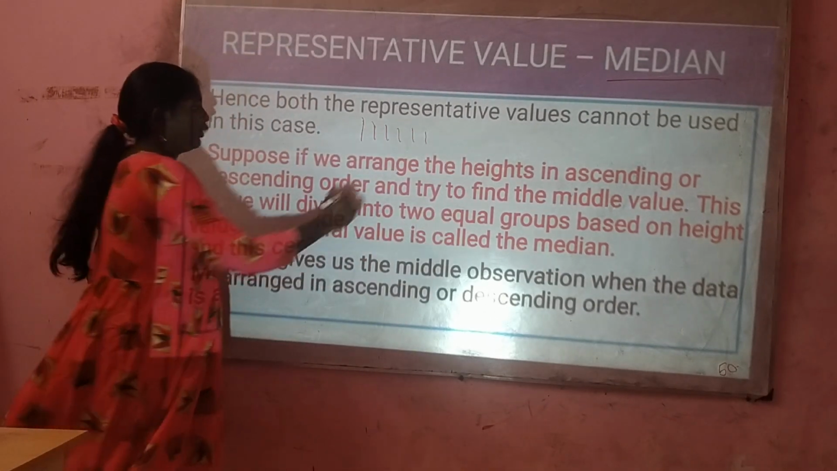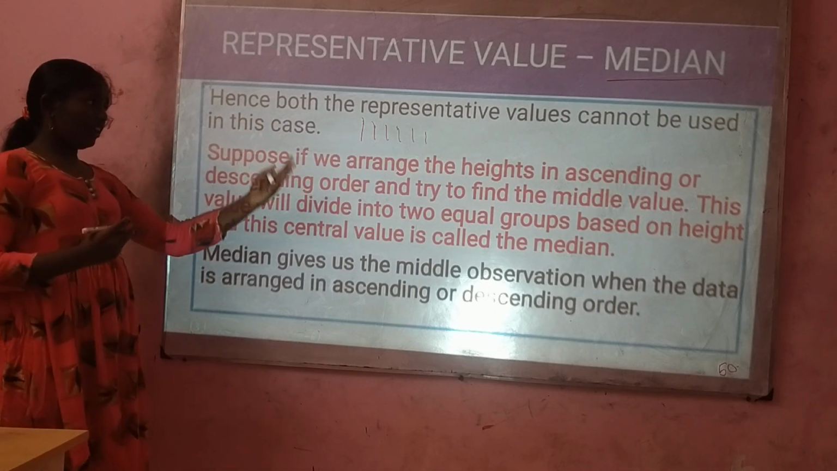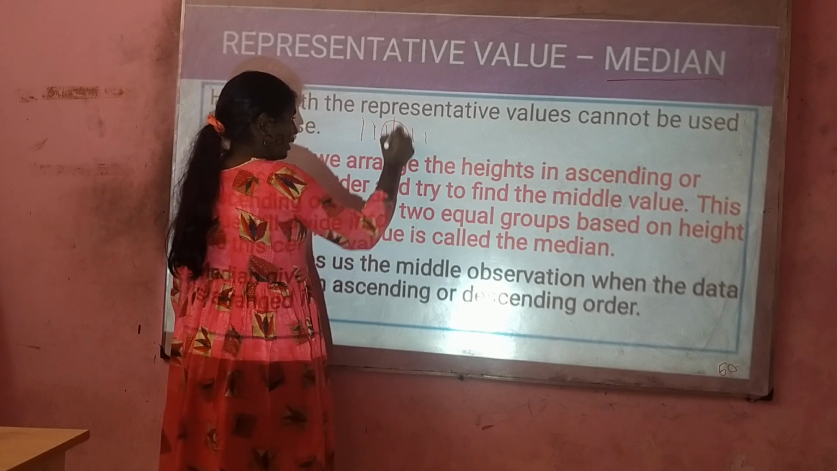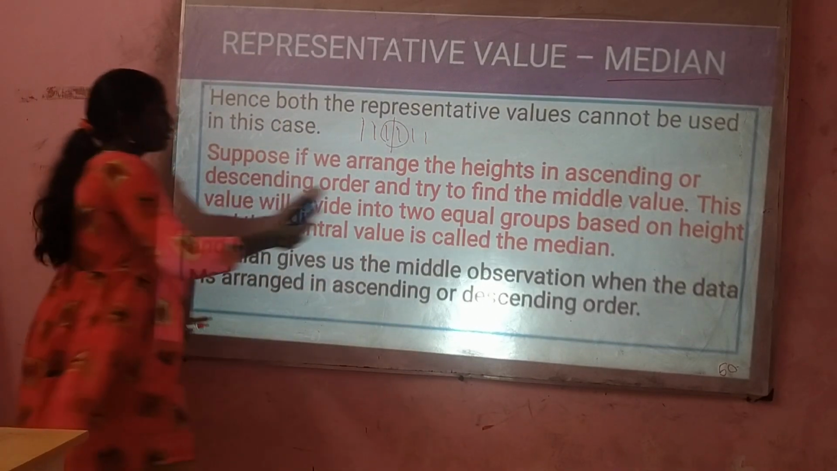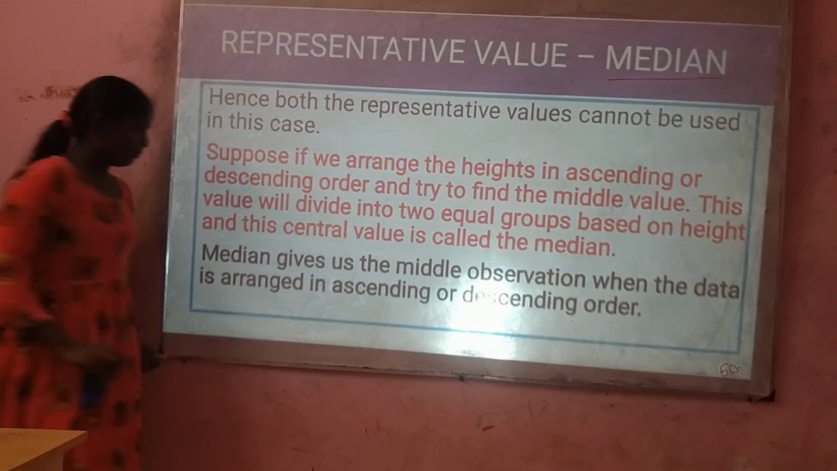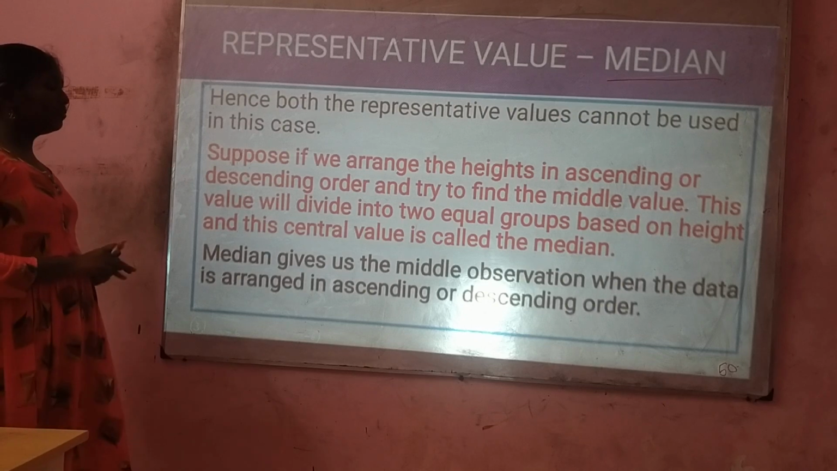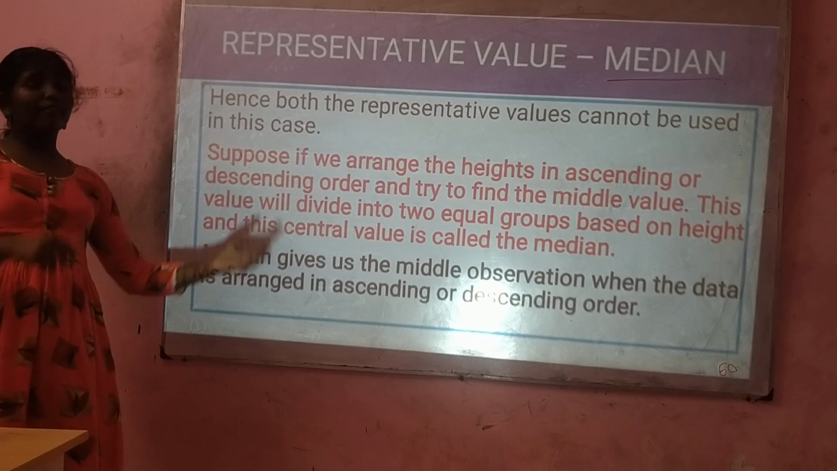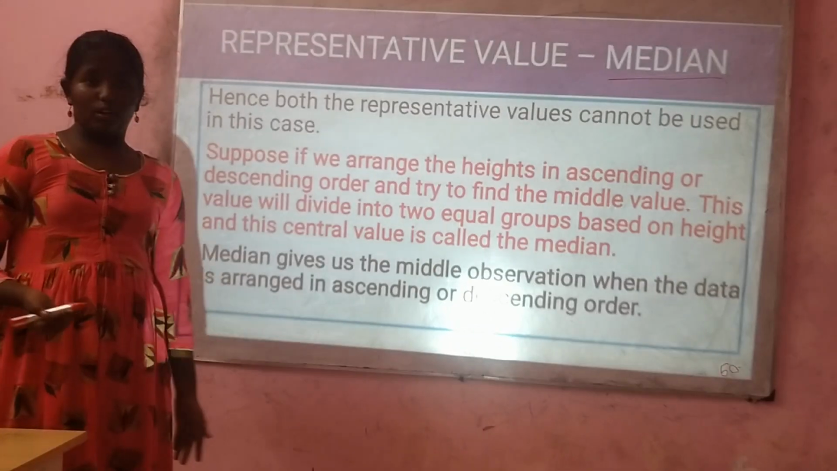So if I want to separate the short ones and tall ones, I will find the middlemost observation, separate them, and there will be two equal groups. So likewise, the teacher wants to plan. Median gives the middlemost observation where the data is arranged in ascending or descending order. So if we have to find the median, we have to arrange in ascending or descending order, or the median is going to be wrong.